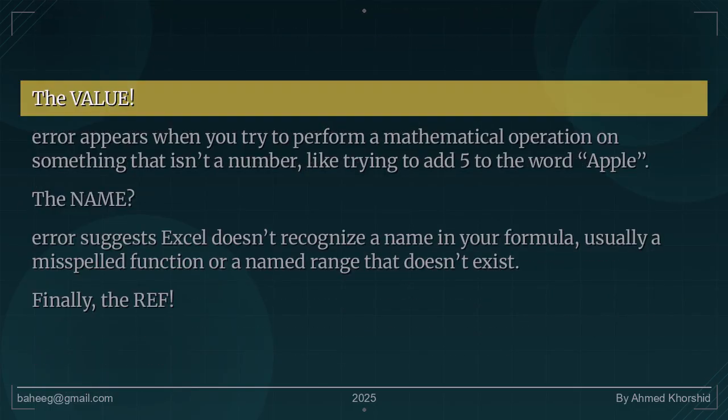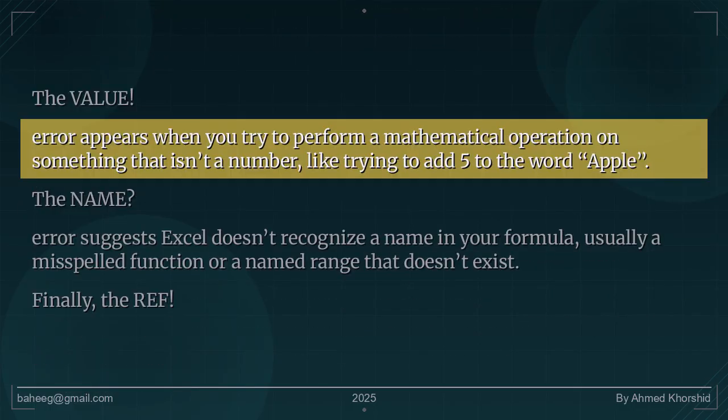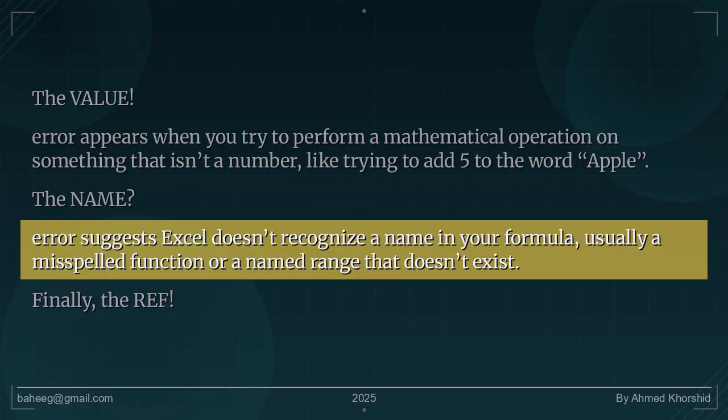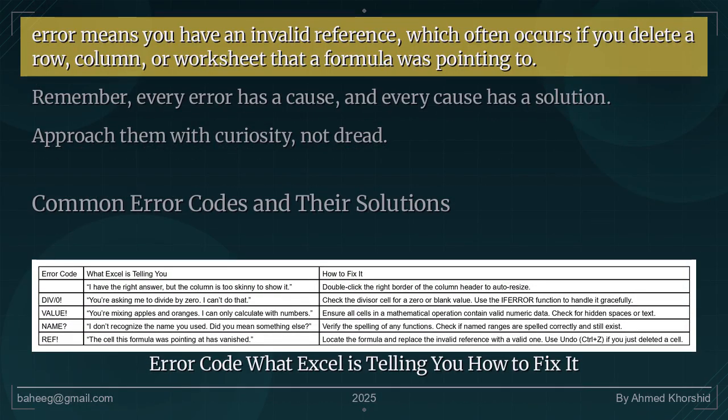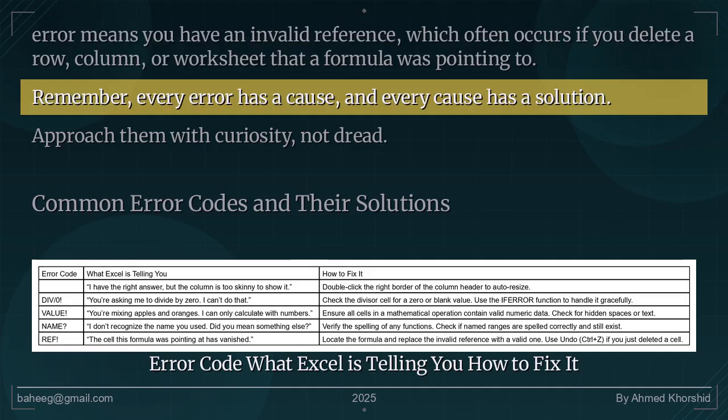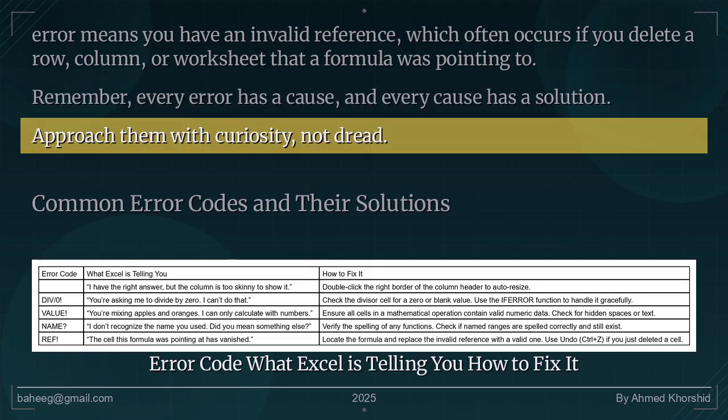The #VALUE! error appears when you try to perform a mathematical operation on something that isn't a number, like trying to add 5 to the word apple. The #NAME? error suggests Excel doesn't recognize a name in your formula, usually a misspelled function or a named range that doesn't exist. Finally, the #REF! error means you have an invalid reference, which often occurs if you delete a row, column, or worksheet that a formula was pointing to. Remember, every error has a cause, and every cause has a solution. Approach them with curiosity, not dread.